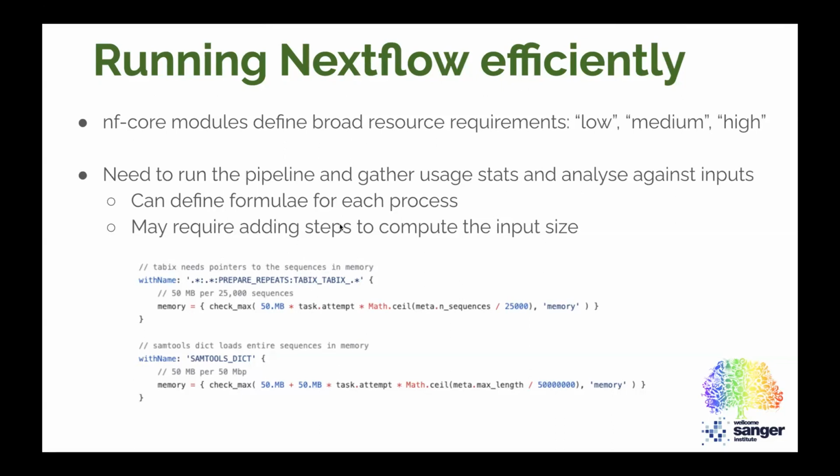So we need to first extract the number of sequences. There's some Groovy code alongside that will count the number of sequences, and then we can have the formula: 50 megabytes of RAM per 25 pattern sequences.